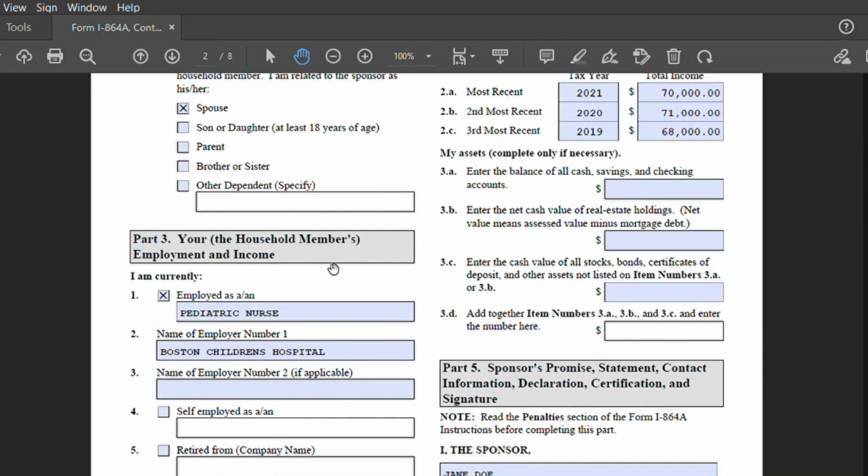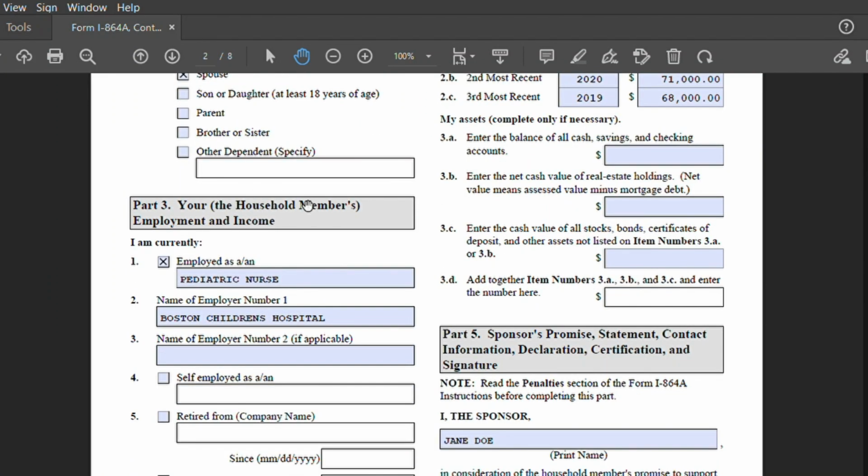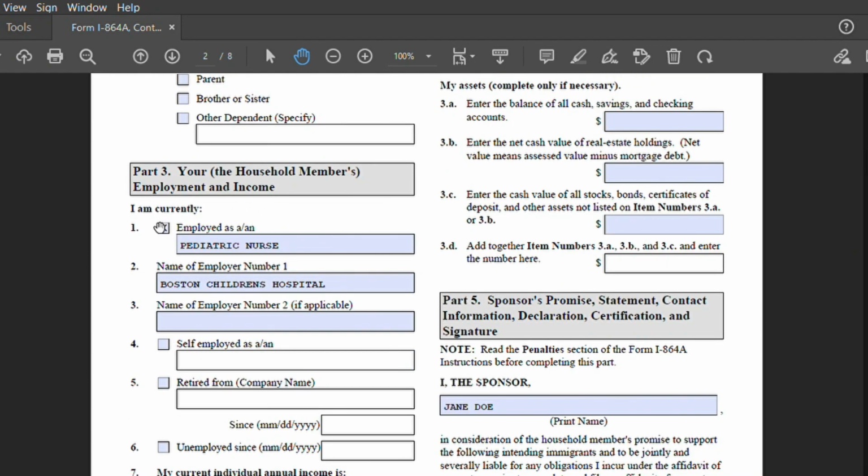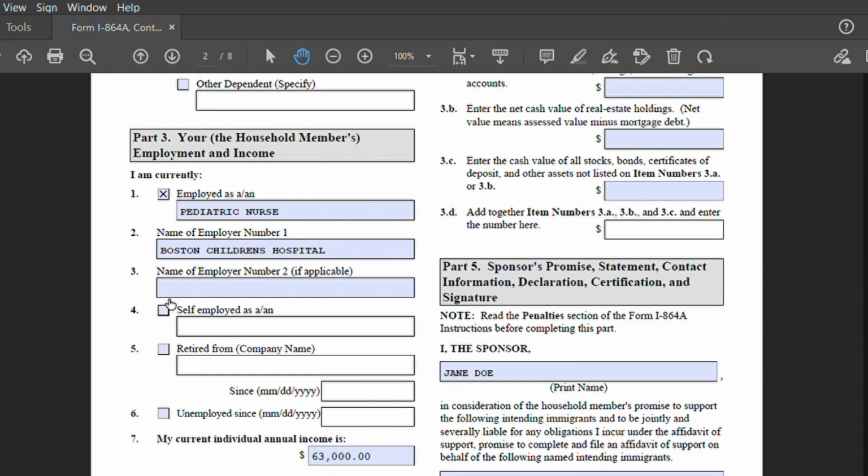Moving on to part 3, here they're asking about the household member's employment and income. So you can select that you are either employed as someone, or that you are self-employed, here's another option, or that you are retired or unemployed.